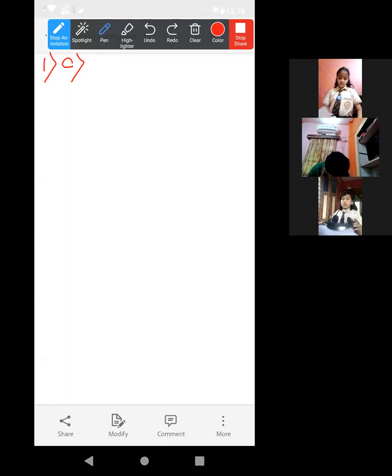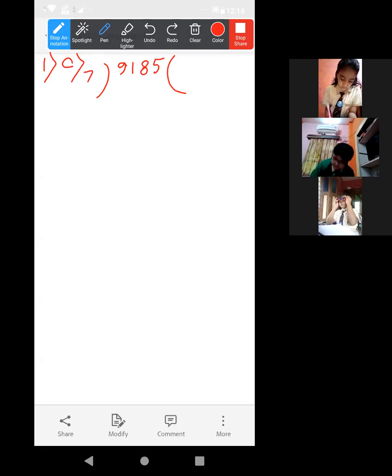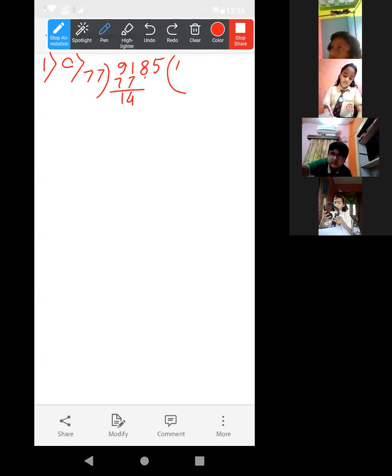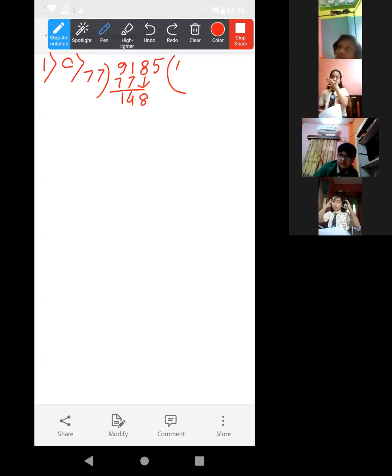We have to divide 9185 by 77. Do it first. 77 ones are 77. Do the subtraction. It will be 4, 1, 14. Then this 8 will come, 148. Then again by 1 it will go, because if we take 2, then that product will be greater than this 148. So it will again be 77.